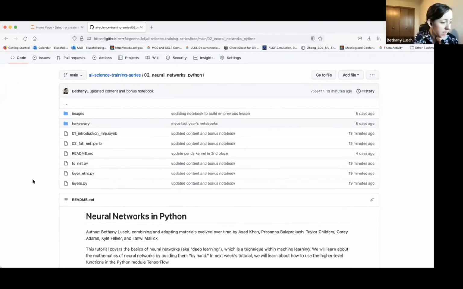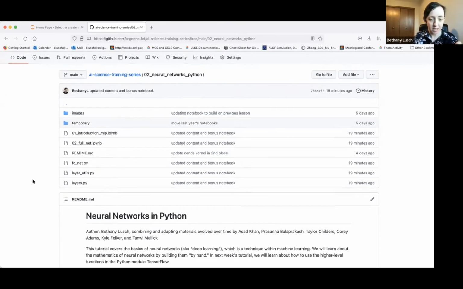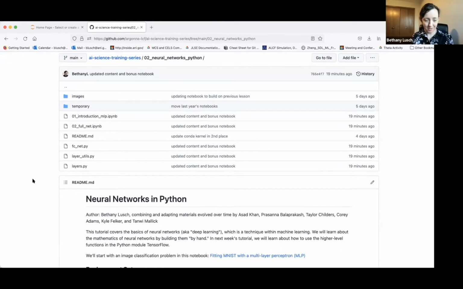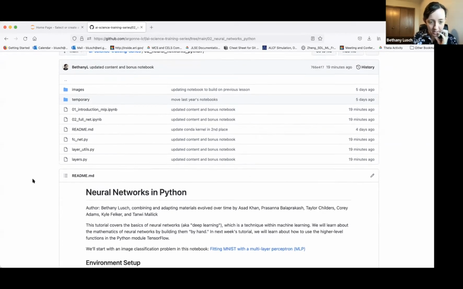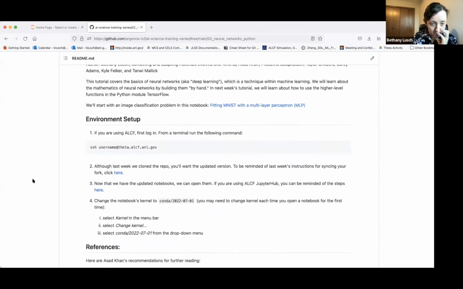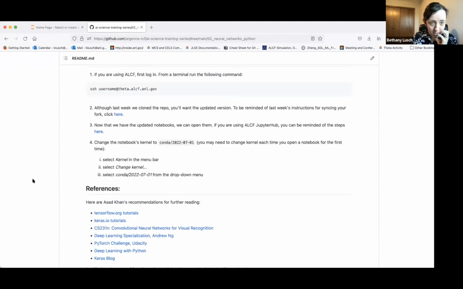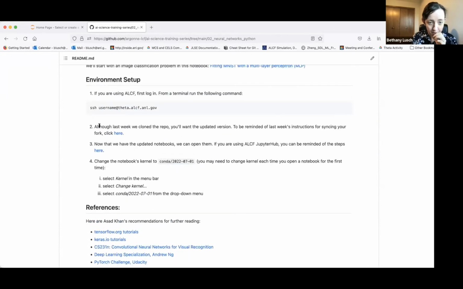Yes, Theta is unexpectedly down longer than we thought today, so we're going to use Google Colab again. But if you've already forked the repo, then you might want to pull our updates.